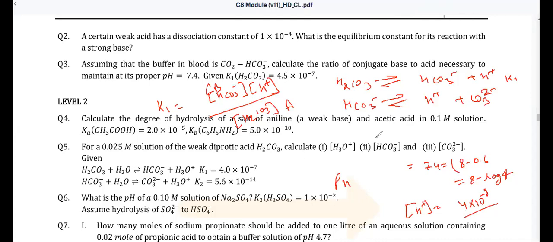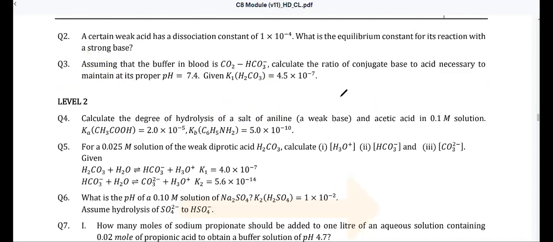So I can say that concentration of HCO3 minus divided by concentration of H2CO3 is equal to K1 by concentration of H plus. That is the answer, right? And K1 is given. Concentration of H plus we calculated. So we will get the answer. Third one solved. Fourth one.